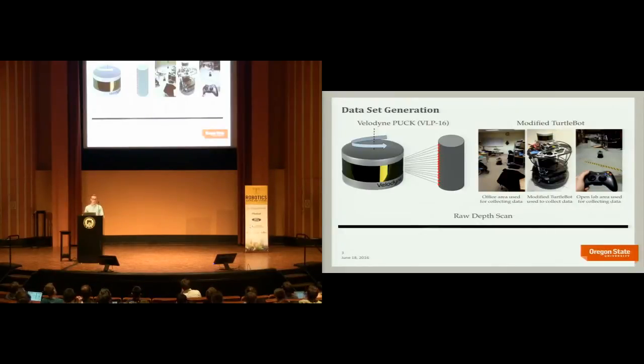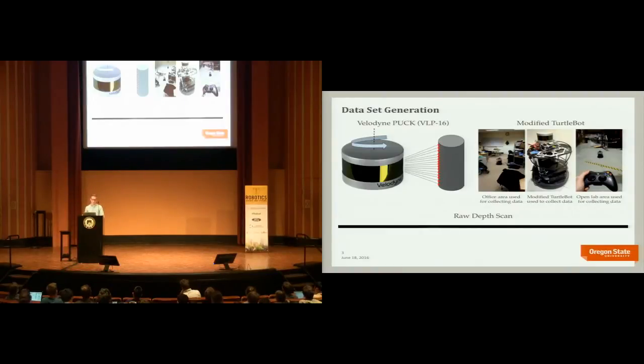We put this sensor on a modified TurtleBot, and we drove it around our office area as well as an open lab area to try to get a varied set of data. And then from that, we were able to obtain pairs between the scans and the ground truth odometry and generate a data set. And from this, we got about 13,000 training sets and 3,000 testing sets.